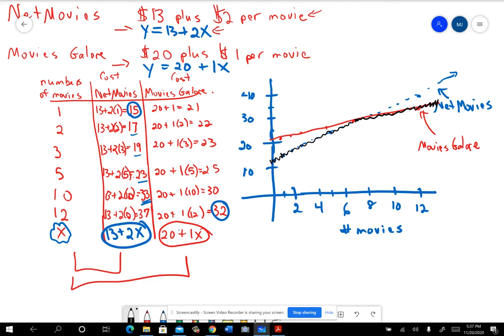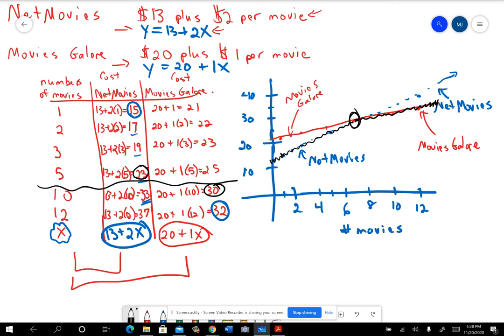So one of them's cheaper over here. See, that's NetMovies on this side. And the Movies Galore is up here. Okay. All right. So there seems to be this critical place where it changes. We talked about it somewhere in here. You know, above that line, NetMovies is cheaper. But on the other side of the line, Movies Galore is cheaper, somewhere between 5 and 10. And it's kind of hard to tell, but it looks like around right in here is where the change happens.